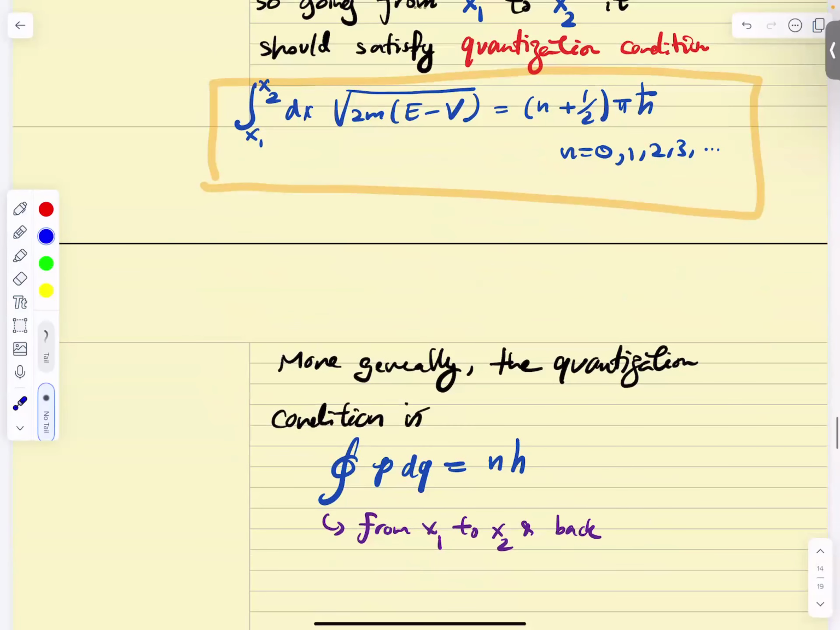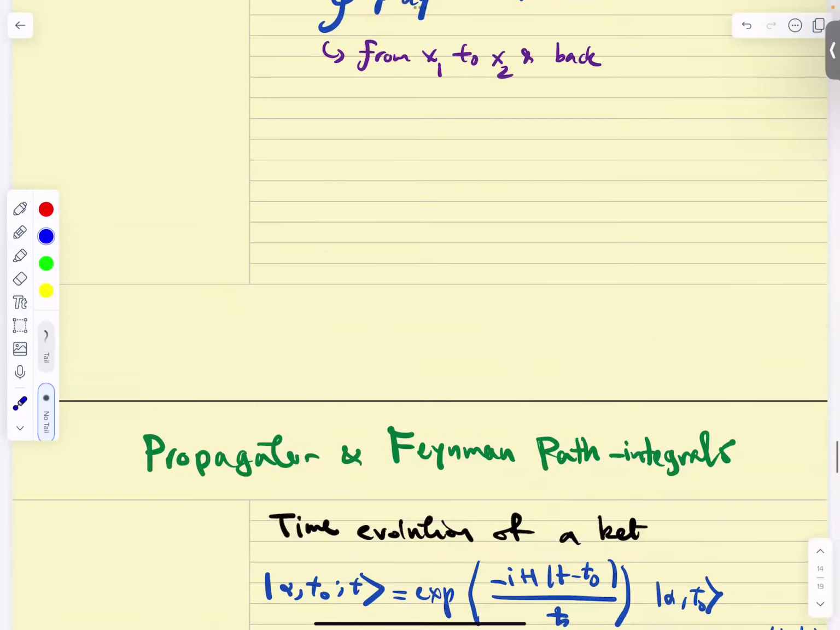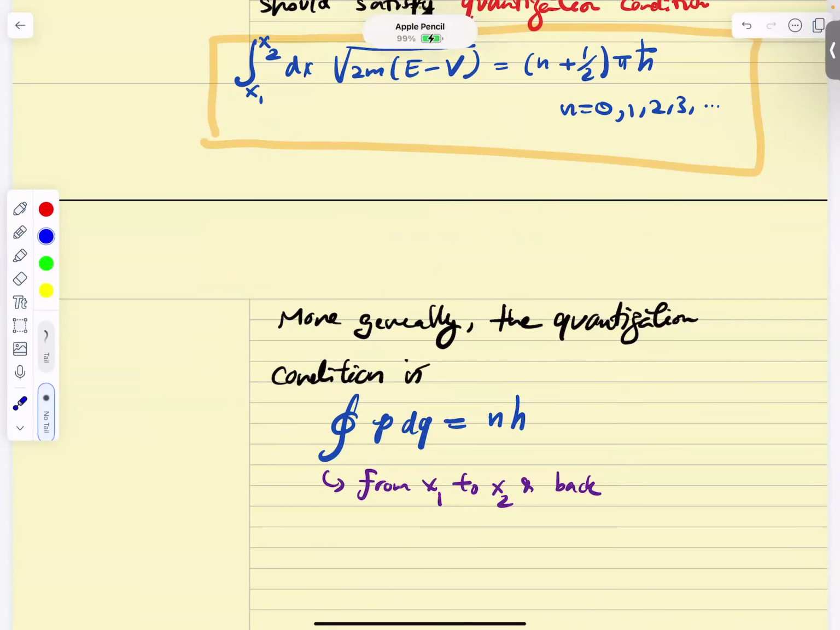This tells you the following principle. Let me just say it in words because I'm running out of time and I didn't get to the propagator. Sorry, I think I missed something. I messed this up. So what you obtain is n plus a half. What you say is that if you integrate from x1 to x2 and integrate it back, you pick up two halves, right? And that's a quantization.